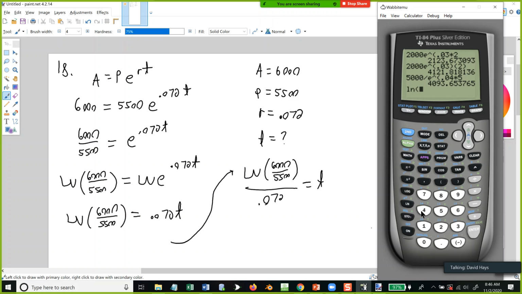So natural log 6,000 divided by 5,500 divided by 0.072. And we have 1.21 years.